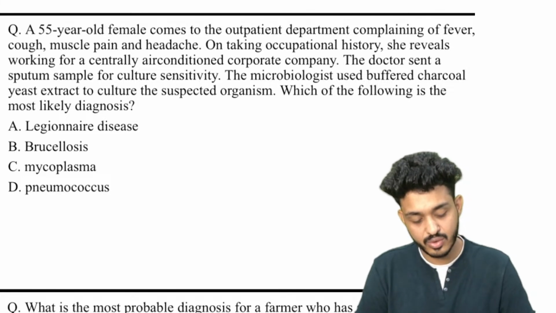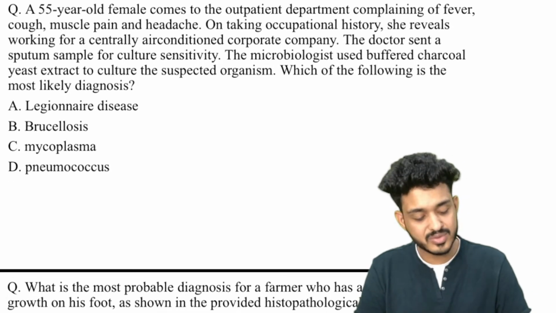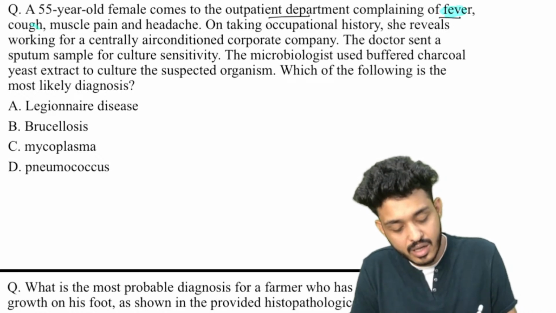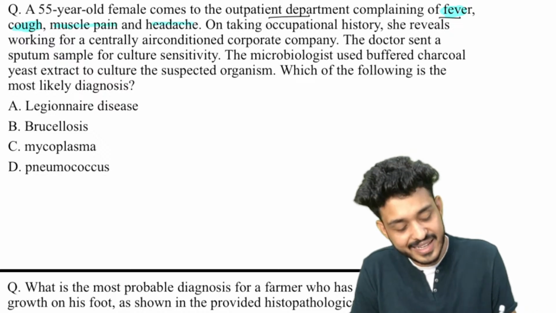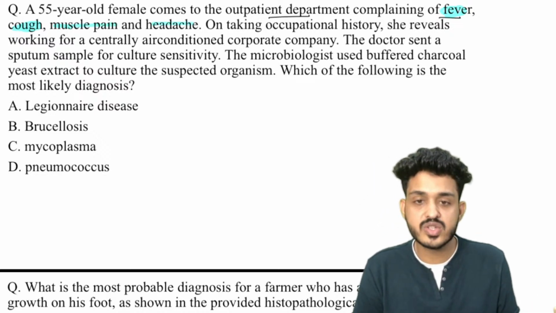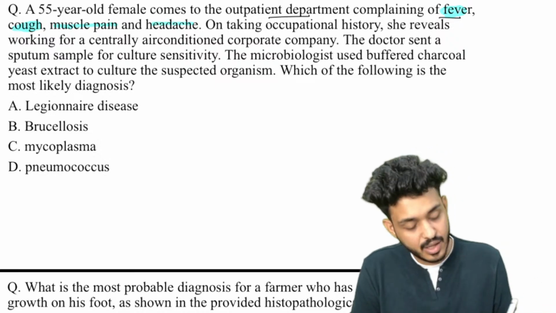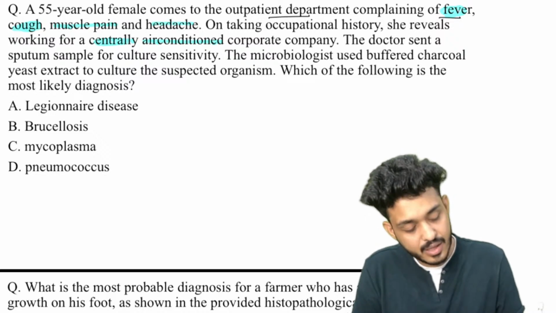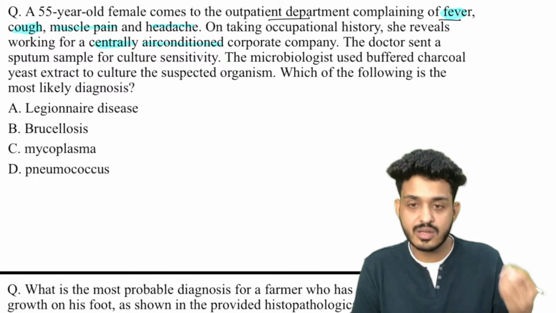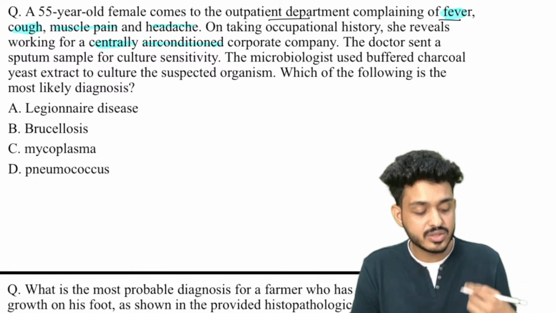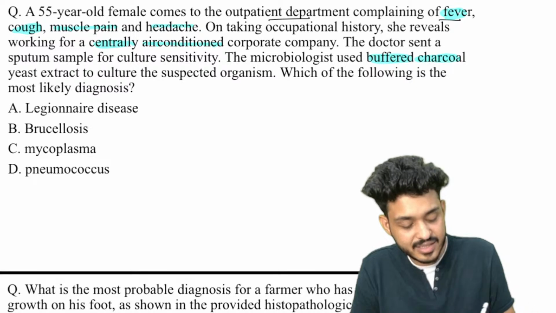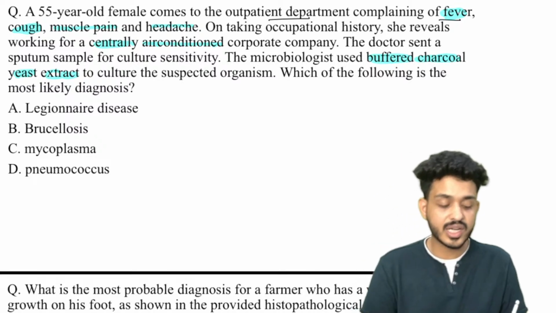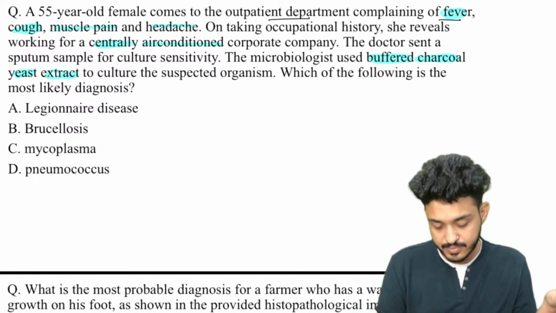A 55-year-old female comes to the OPD complaining of fever. The female has fever, cough, muscle pain, and headache. On taking the occupational history, you need to take the occupational history as well. The patient is working in a centralized AC system. The doctor sent a sputum sample for culture sensitivity. The microbiologist used buffered charcoal yeast extract to culture the suspected organism. Which of the following is the most likely cause?